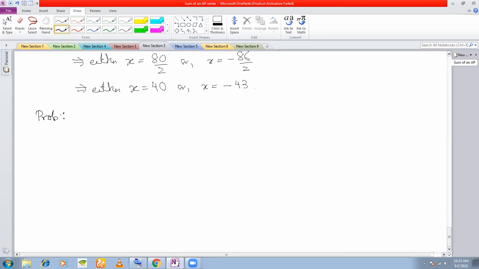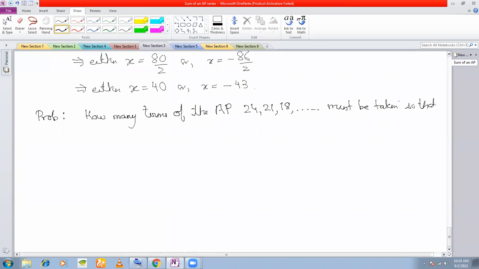Question is, how many terms of the AP 24, 21, 18, and so on must be taken so that the sum is 78.